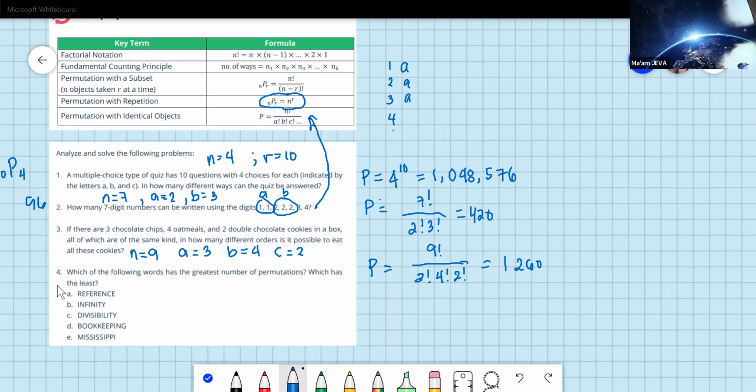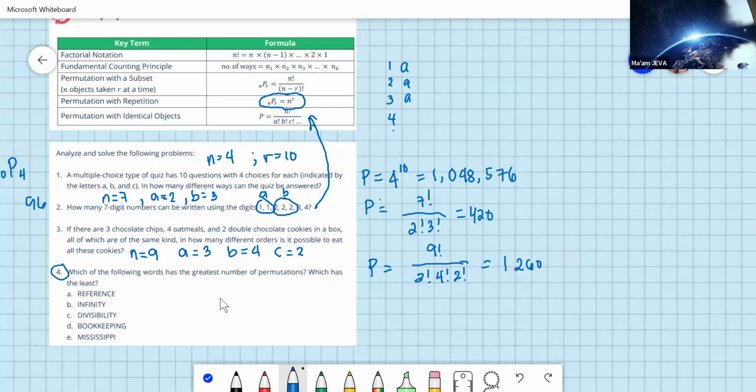So in number 4, what do you think? This number 5 is an example of permutation. What kind of permutation is it?